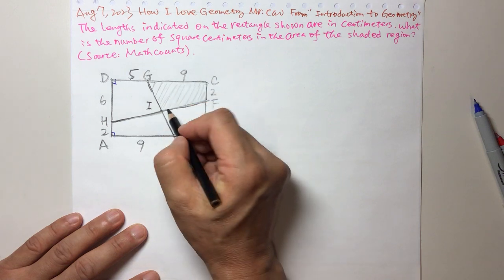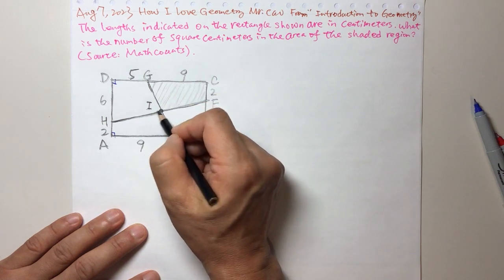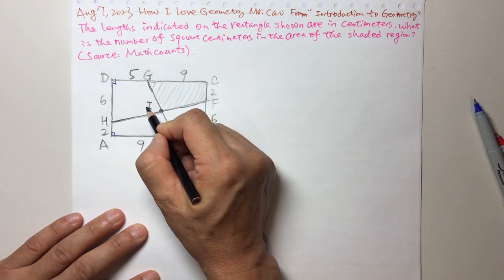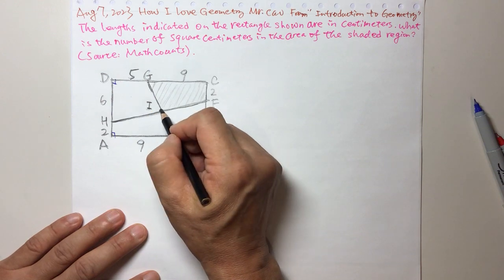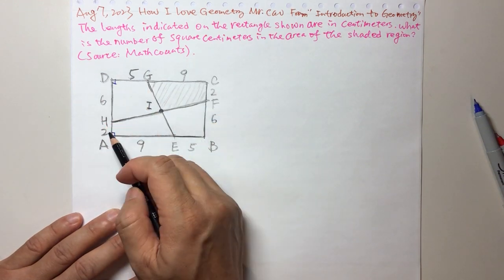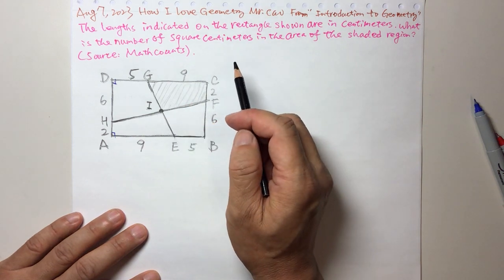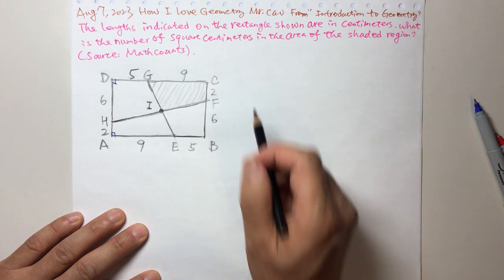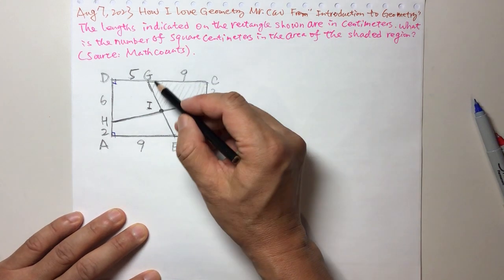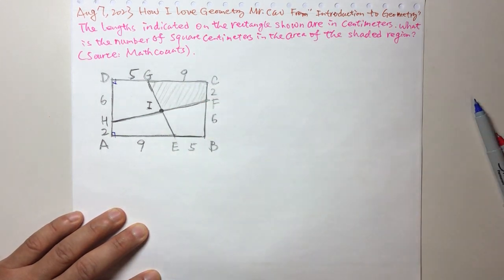But the intersection point I, it looks like this is the center of this rectangle, but we should prove this one. Yeah, main idea, how to find the area of this part, right? It looks a little complicated.